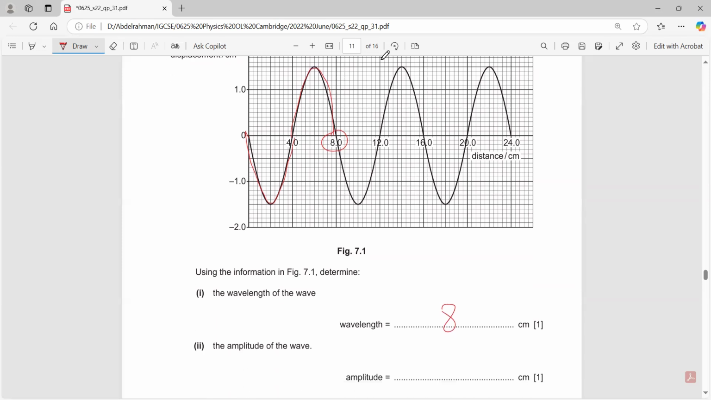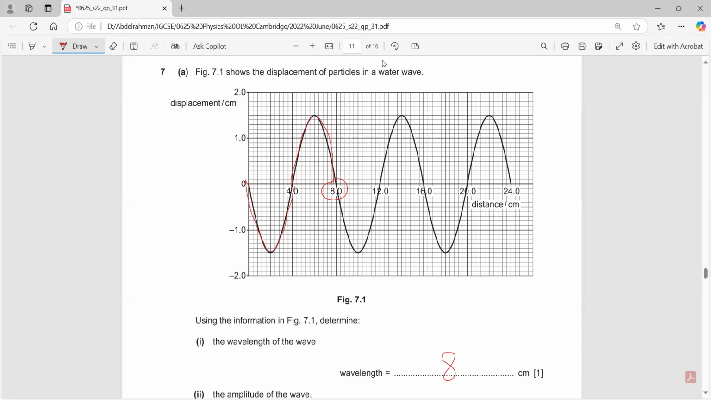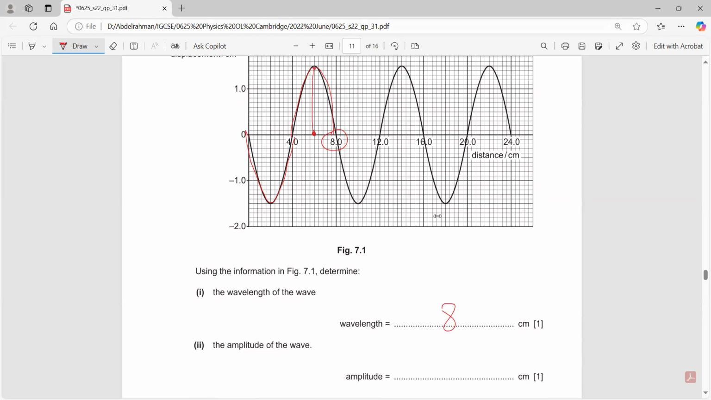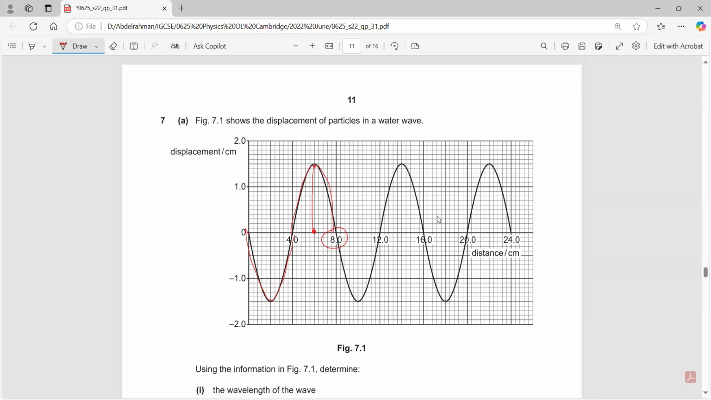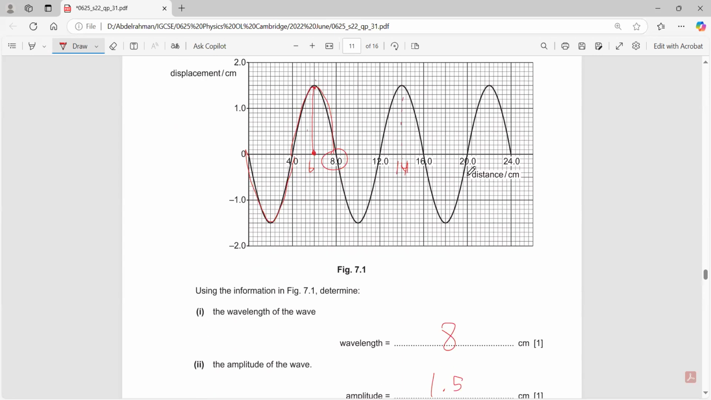Can I find the amplitude of this wave? Yes, the amplitude would be up to the crest. So it is 1.5 centimeters. If you measure the distance from the crest to the crest, it would give you 8. So this crest is at 6, and this other crest is at 14. So the distance is also 8. Exactly, it's correct.